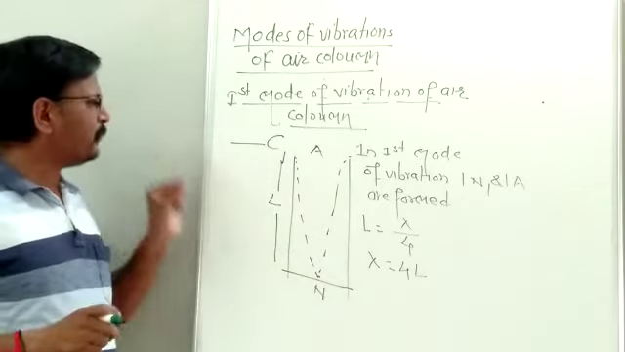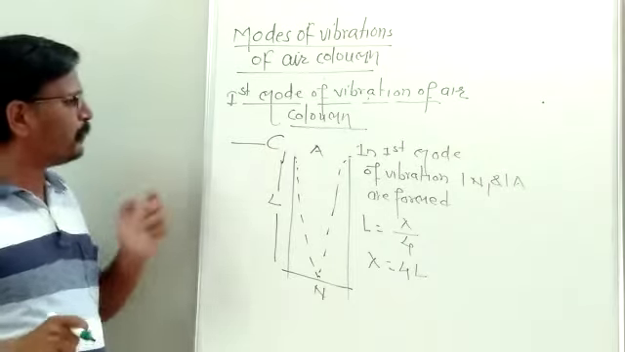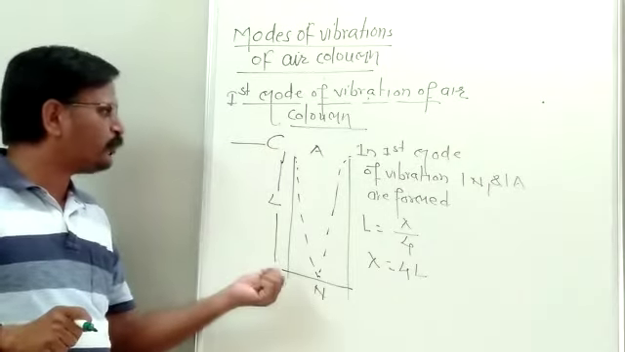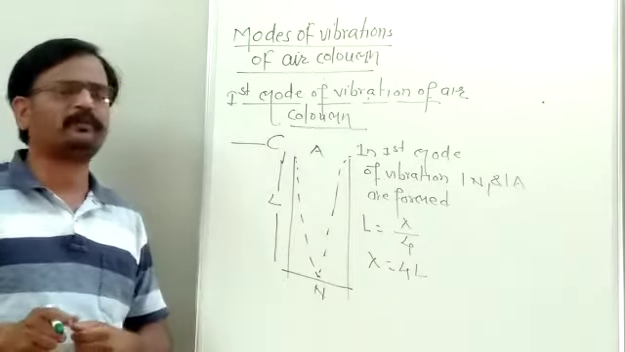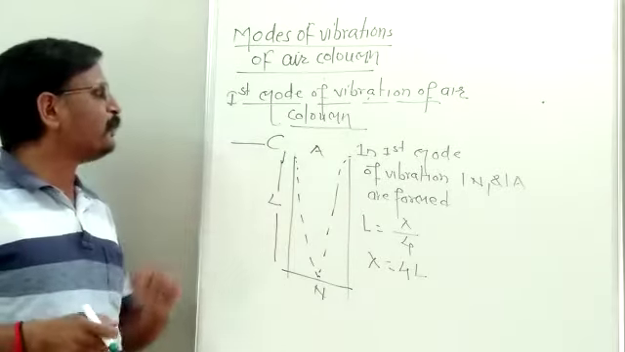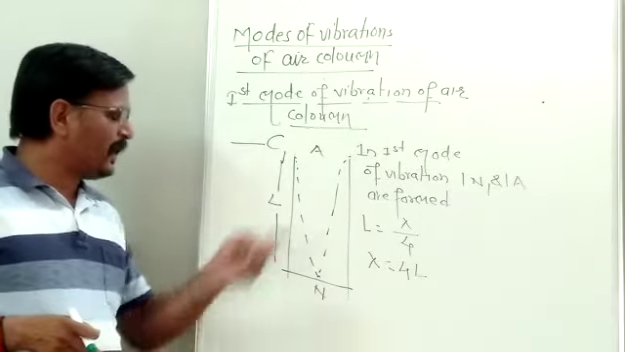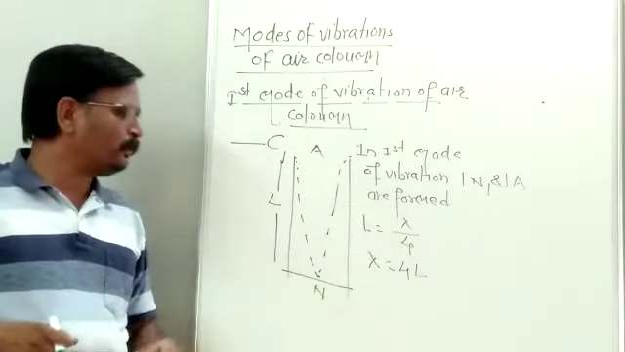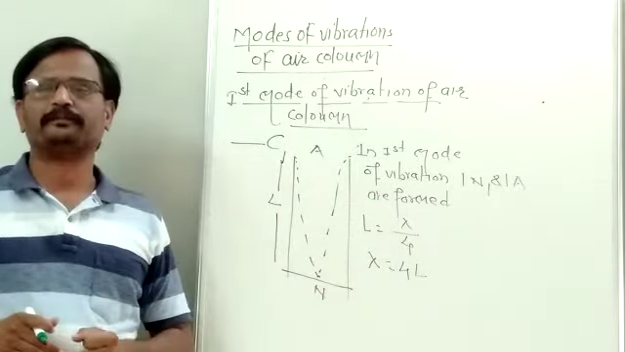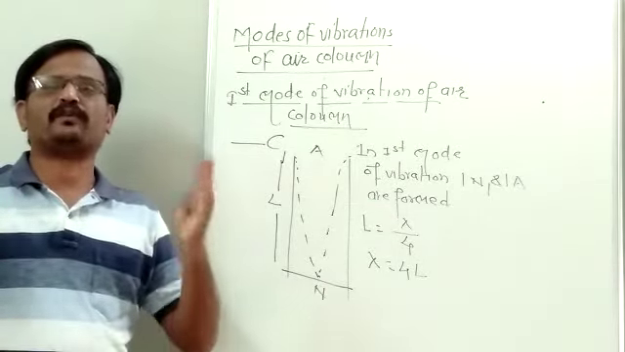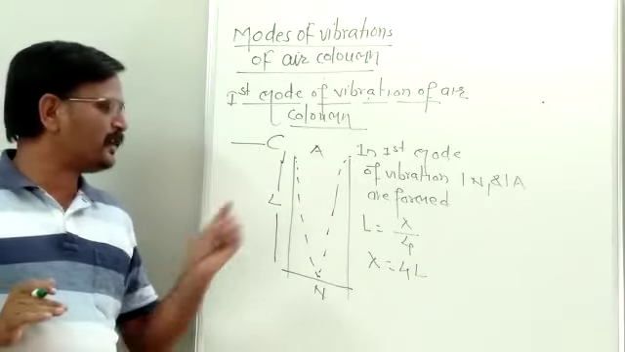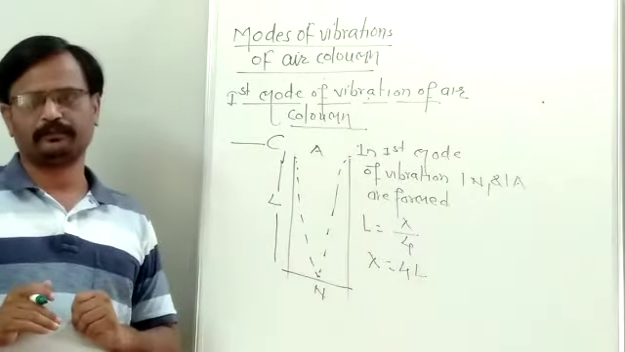What we have done here: the vibrating tuning fork is held near the open end of the pipe in such a way that one node and one antinode should be formed. Let L be the length of the vibrating air column. L is equal to lambda by 4. Then lambda is equal to 4L. This is the corresponding wavelength of the vibrating air column. Lambda is equal to 4L.